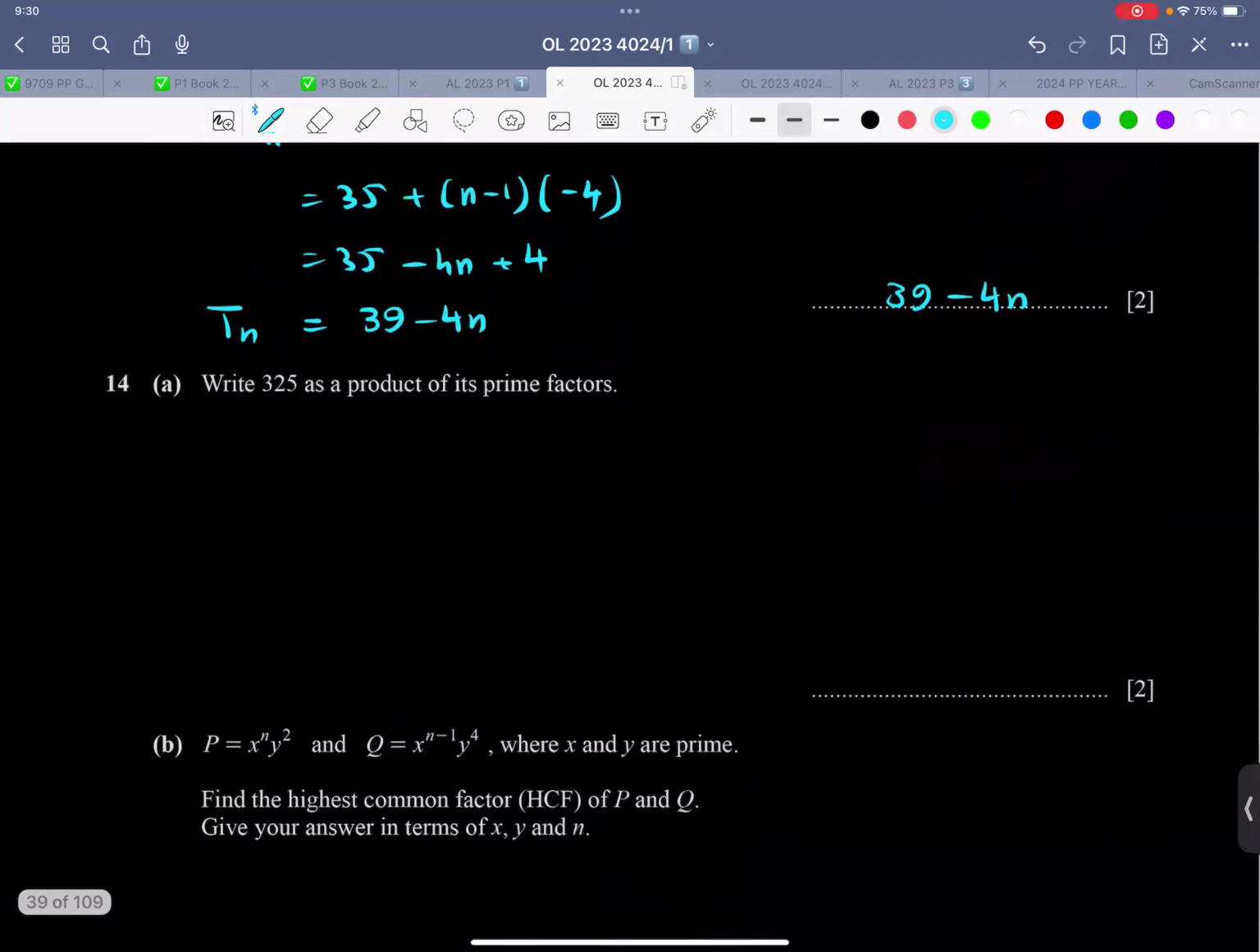Question 14, that is the first one, prime factorization. 325 can be written as 25 into 13. 25 can be written as 5 squared, and 13 is written as 13, so that is 5 squared into 13.